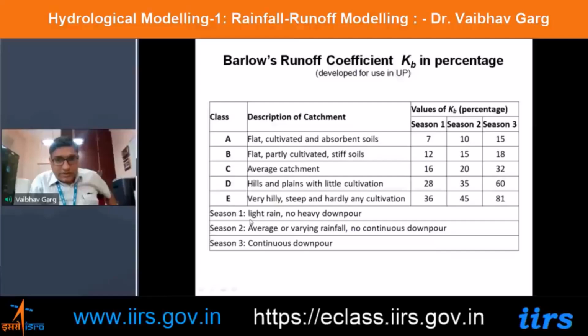And the seasons 1, 2, 3 are defined as: Season 1 is light rain, no heavy downpour. Season 2 is average or varying rainfall, no continuous downpour. Season 3 is continuous downpour. So according to the rainfall characteristics and your catchment characteristics, you can choose this percentage, and you can simply calculate how much may be the runoff in these small watersheds in the Uttar Pradesh region.